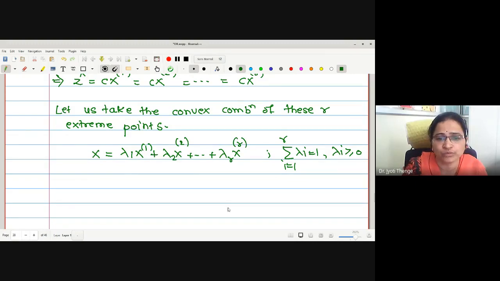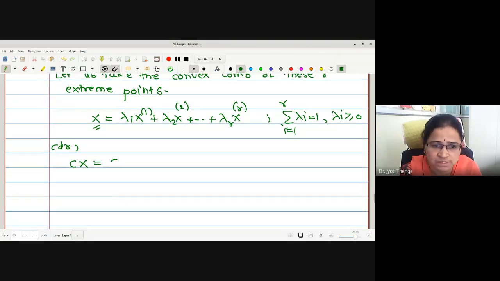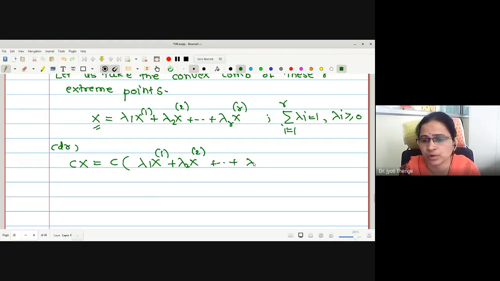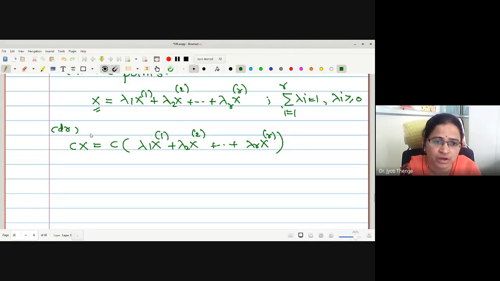Now, what we have to do? We have to check the value of the objective function at this point, and we have to make the conclusion about the second part. Now, may I consider the value of the objective function at this point, say cx? Correct? And what is cx? x is lambda 1 x1, lambda 2 x2 up to lambda r xr. Now we will multiply by c. Consider the value of the objective function at x.